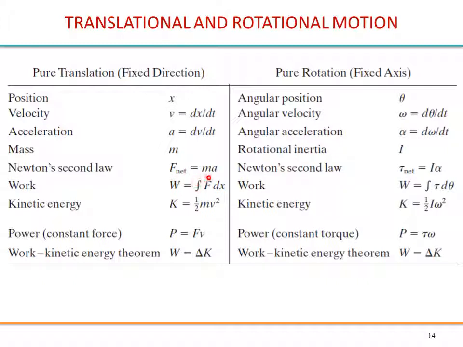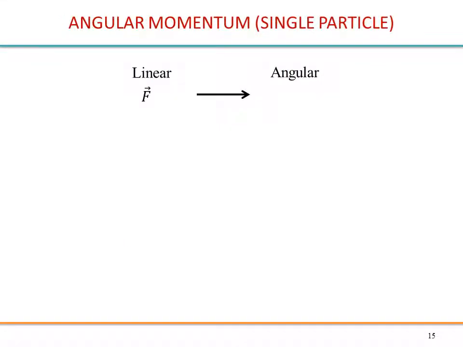The work is the force by displacement, so here we have a torque by an angle, so again the same, x is replaced by theta. Kinetic energy is half m v squared, so half of inertia times speed squared, same thing for rotation, and same thing for power: force times speed, torque times speed. And we have also the work-kinetic energy theorem in both cases. Okay, so let's now introduce the angular momentum for a single particle.